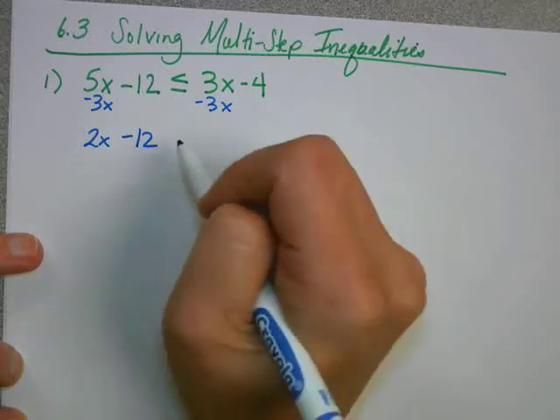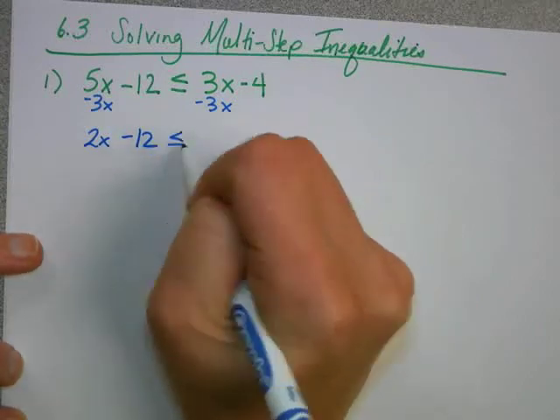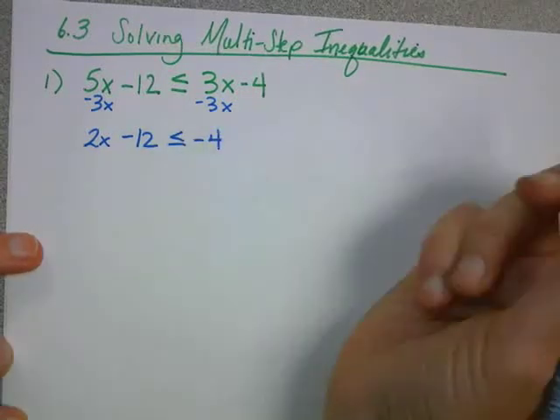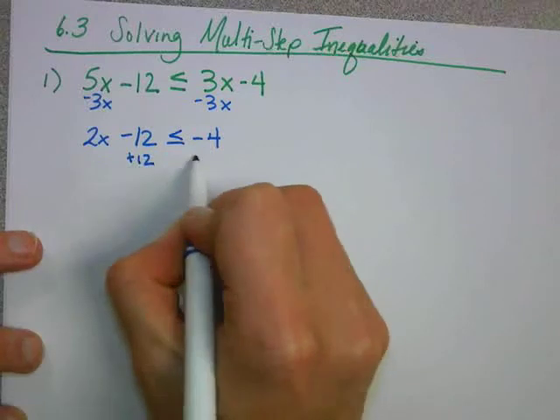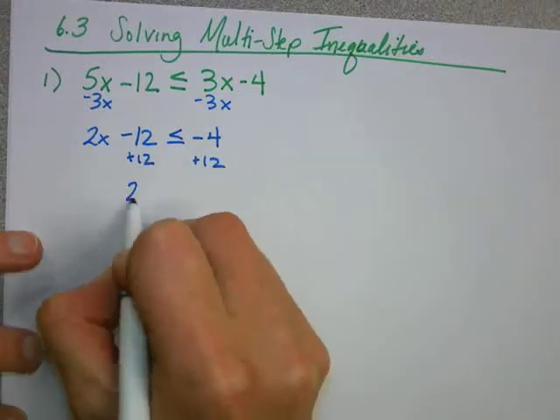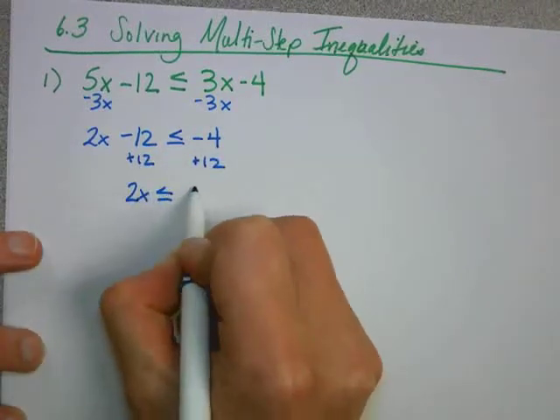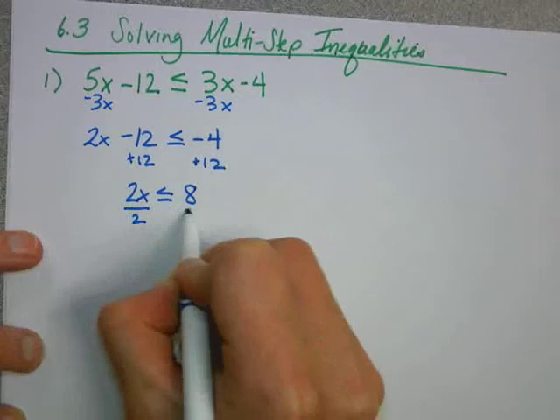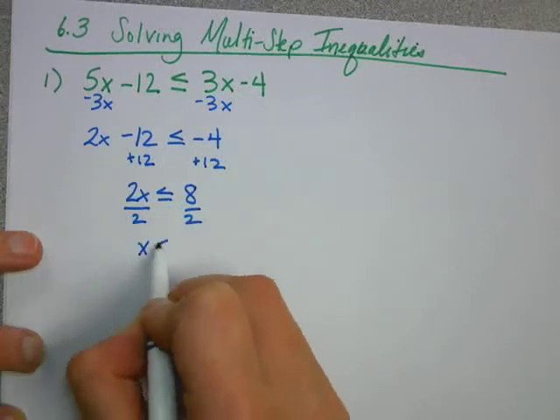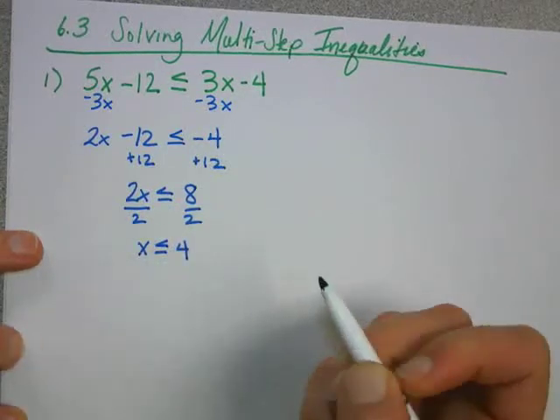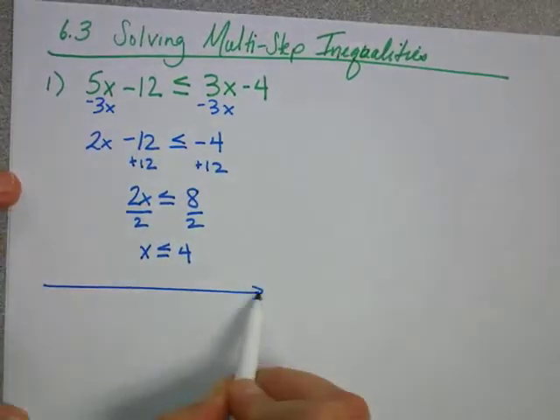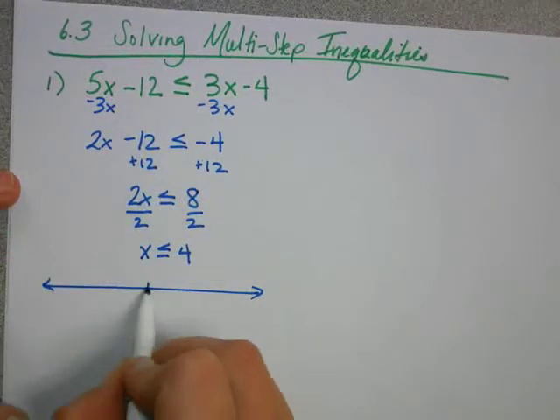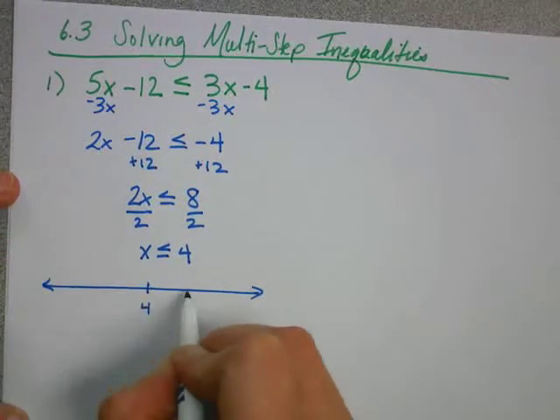So I have 2x minus 12 on the left is less than or equal to negative 4. And I'm going to eliminate the negative 12 by adding 12. So 2x is less than or equal to 8. Divide both sides by 2. X is less than or equal to 4. And I didn't have to do any inequality flipping, did I? So 4 goes in the middle.